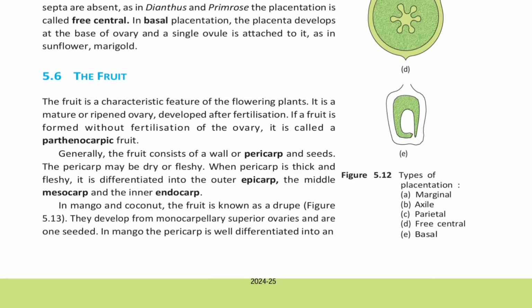The fruit is a characteristic feature of the flowering plants. It is a mature or ripened ovary developed after fertilization. If a fruit is formed without fertilization of the ovary, it is called a parthenocarpic fruit. Generally, the fruit consists of a wall or pericarp and seeds. The pericarp may be dry or fleshy. When pericarp is thick and fleshy, it is differentiated into the outer epicarp, the middle mesocarp, and the inner endocarp. In mango and coconut, the fruit is known as drupe. They develop from monocarpellary superior ovaries and are one-seeded.